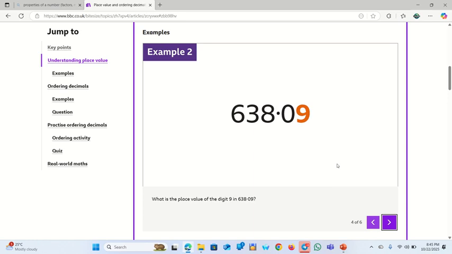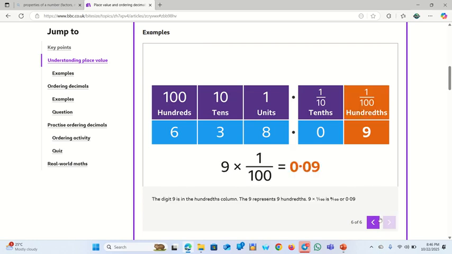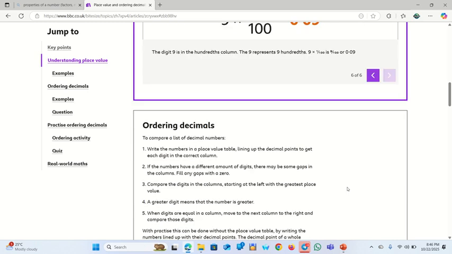Example number 2. What's the place value of 9 in that decimal value on the screen? So 9 would be the hundredths. Hundredth, yeah, that's correct. That's 1 over 100, after 1 over 10 and after the unit. So 9 times 1 over 100 is 0.09. And that's what the value is as far as that is concerned.